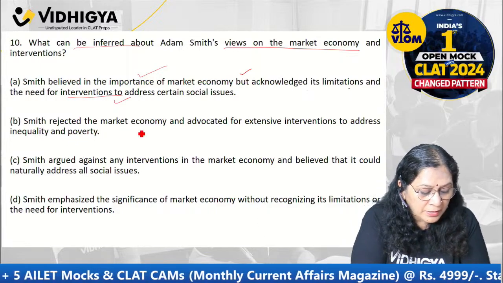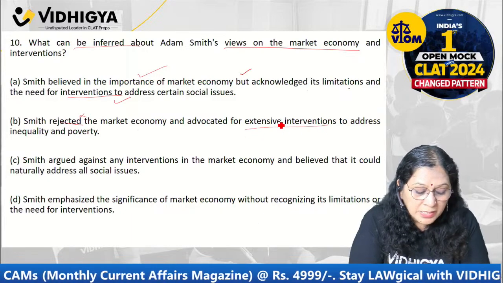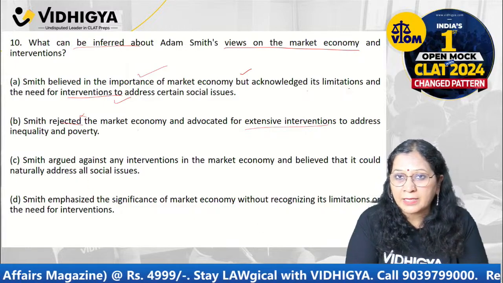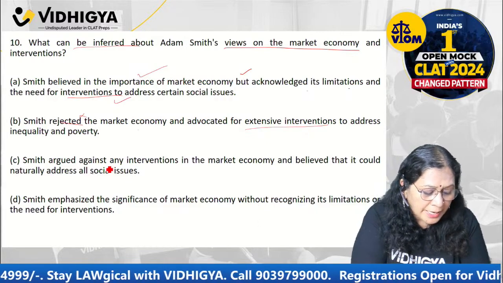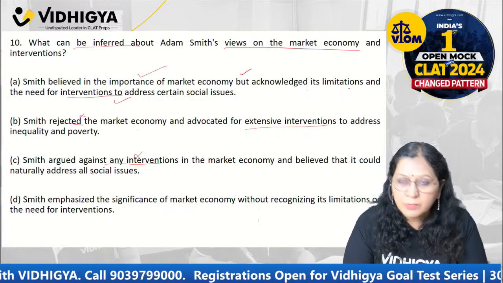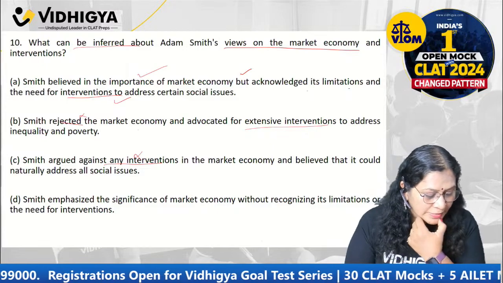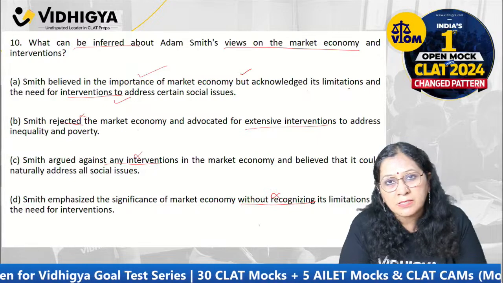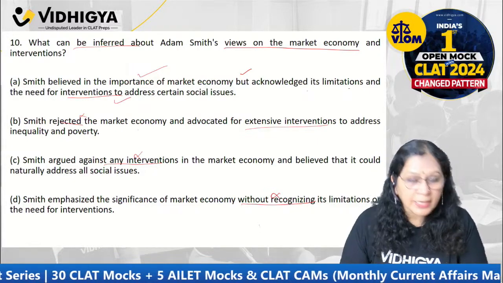स्मिथ रिजेक्टेड द मार्केट इकोनॉमी एंड एडवोकेटेड फॉर एक्सटेंसिव इंटरवेंशंस. एक्सटेंसिव इंटरवेंशंस आल्सो वी नीड टू चेक. तो जहां तक हमें याद है, एक्सटेंसिव इंटरवेंशंस उसे नहीं कहा था. स्मिथ आर्ग्यूड अगेंस्ट एनी इंटरवेंशंस नहीं, उसका एक इंक्लूडिंग था, एक एक्सक्लूडिंग वाला था इंटरवेंशंस. This much was very clear when we were reading. So C is out. And Smith emphasized the significance of market economy without recognizing, but then he recognized its limitations, the social and the economic ones. So C and D are out.